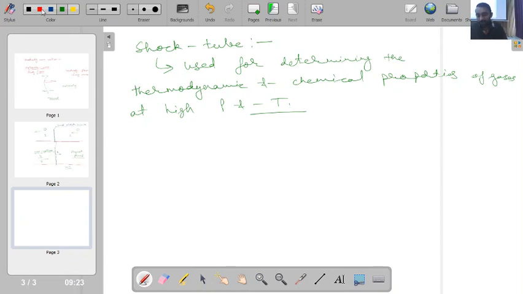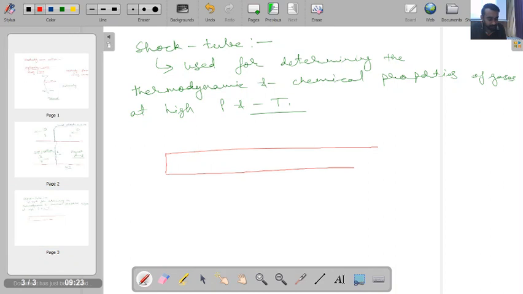Typically, if you see a shock tube, you will find a tube of, say, fixed cross section, something like this, and in this tube, say, initially I have some diaphragm.